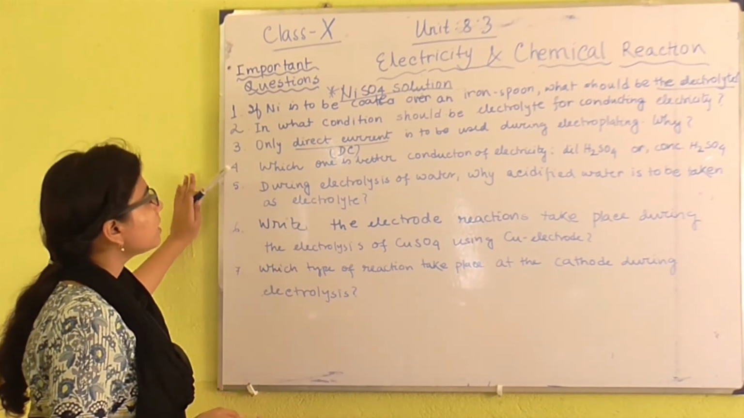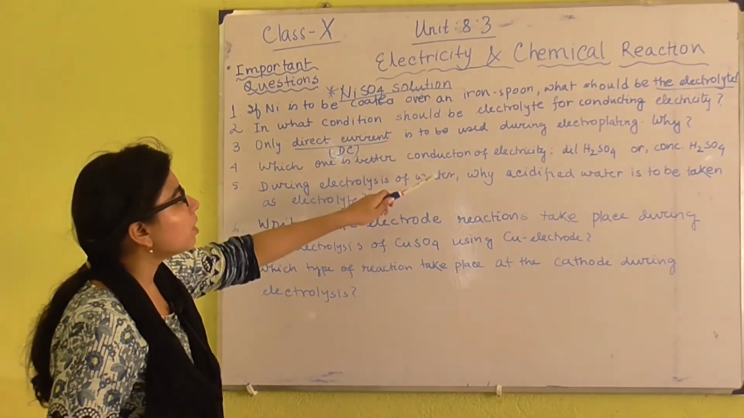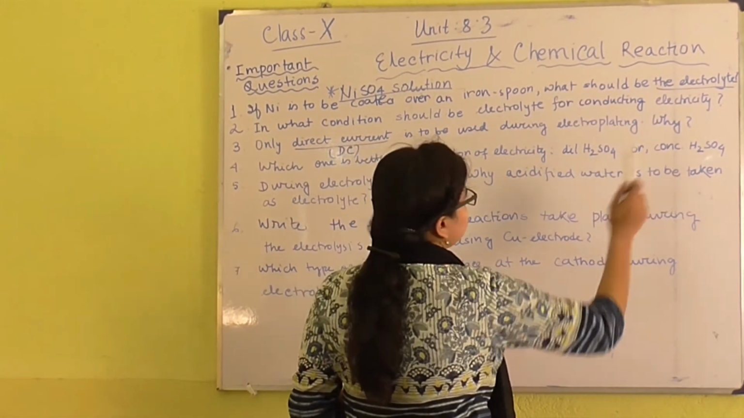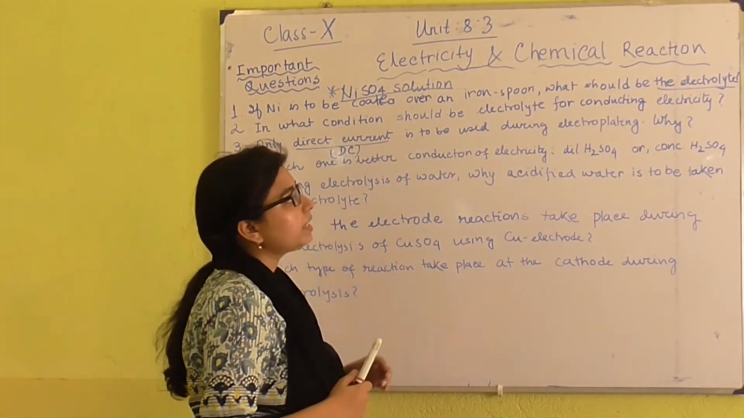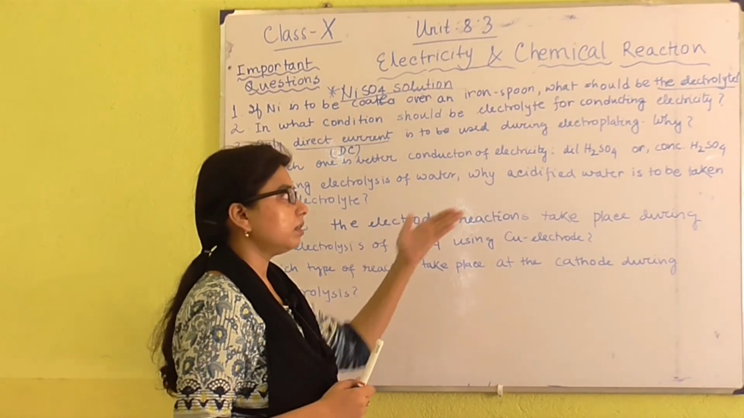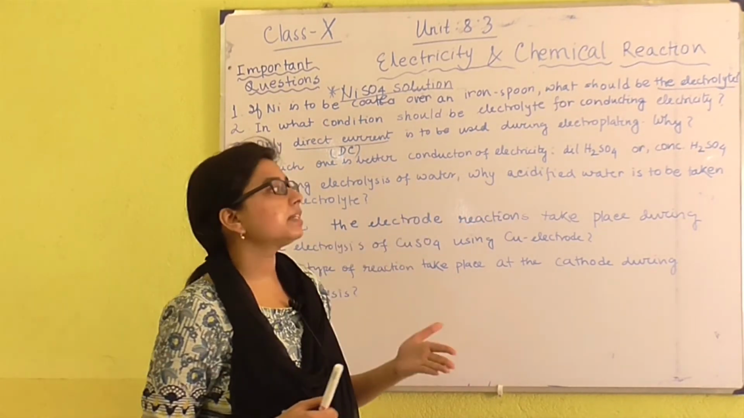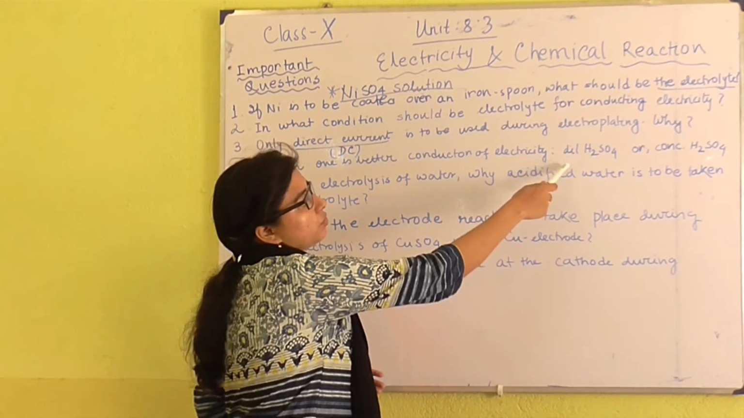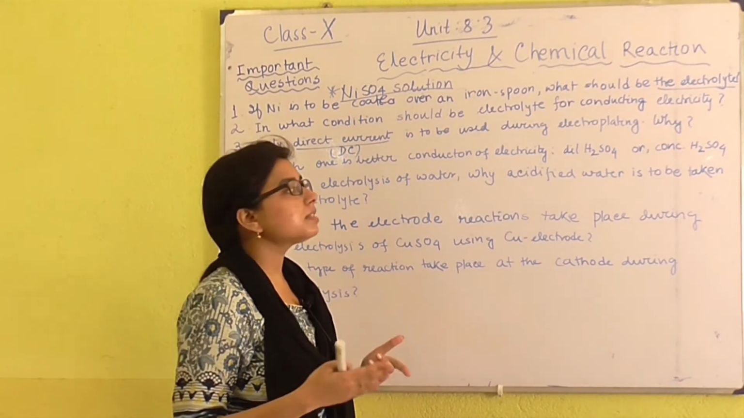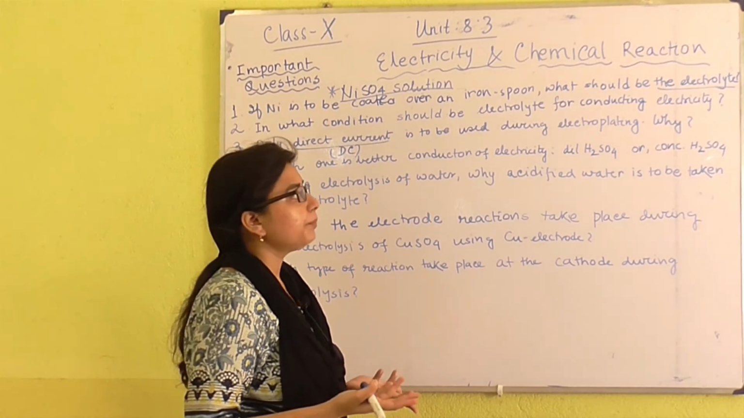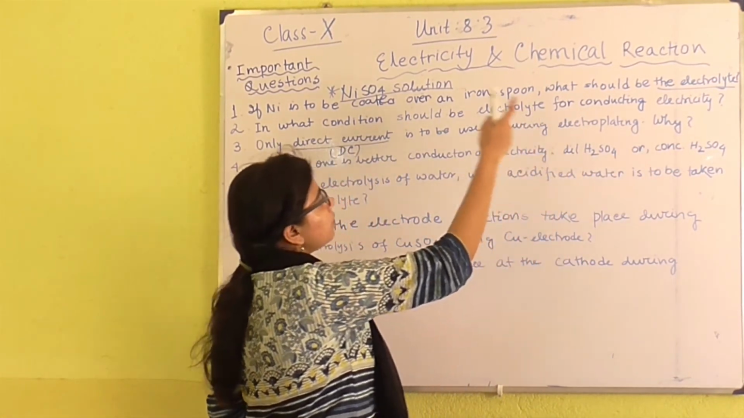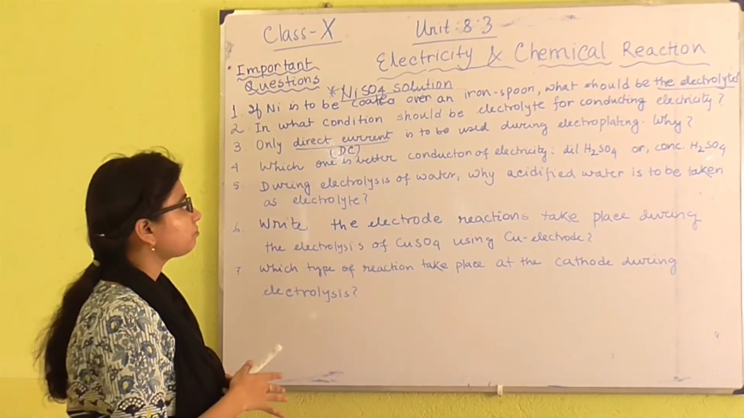Next question is, which one is a better conductor of electricity, dilute H2SO4 or concentrated H2SO4? As we know, the more dilute the electrolyte, the more ions it can produce. So dilute H2SO4 can produce more ions, and more ions can conduct more electricity with respect to the concentrated H2SO4. So dilute H2SO4 is the better conductor here.